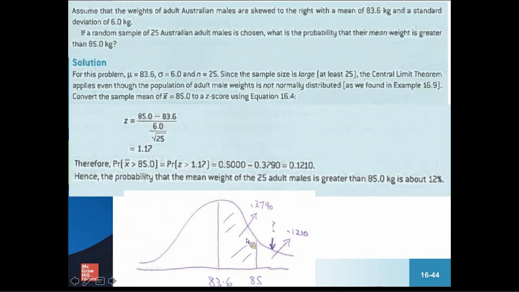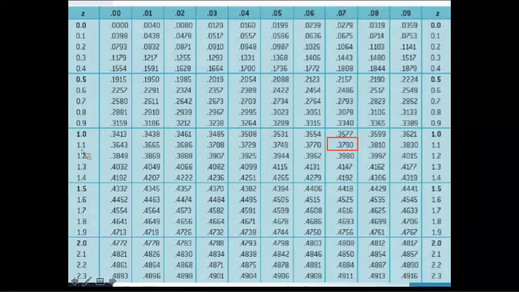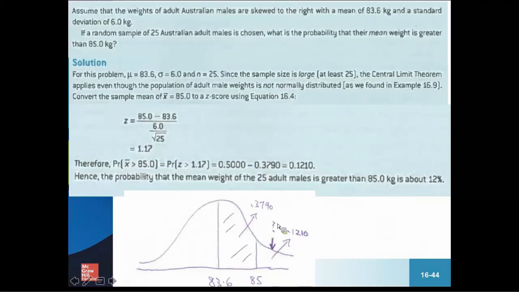I've found my z-score of 1.17, and I'm going to look that up and find the area here, and then I will know this area here. So we're looking for a z-score of 1.17, 1.17, 0.3790. We now know that's the area there.